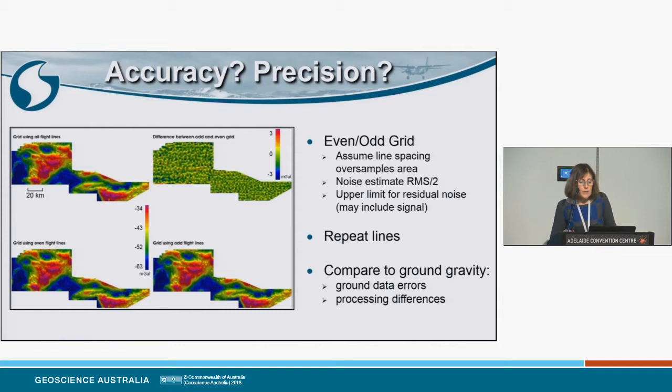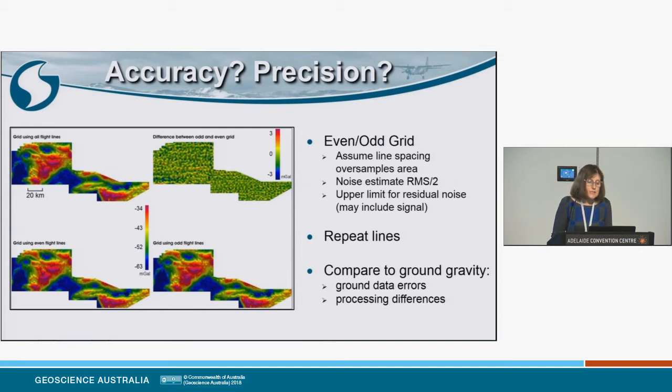So when I talk, how do we calculate accuracy? Well, normally for a survey project, we use the even-odd grid technique. So this way we assume that the line spacing has oversampled the area. We compute two completely separate data sets, one using all the even-numbered lines, one using all the odd-numbered lines. And then we just subtract the two and call that, or half of that, the noise estimate.